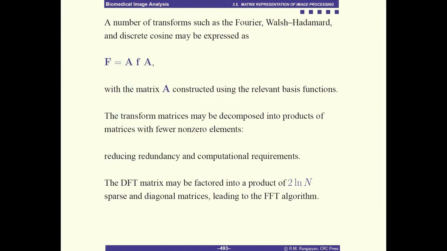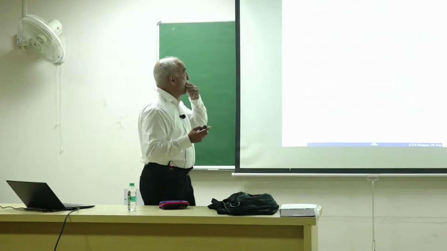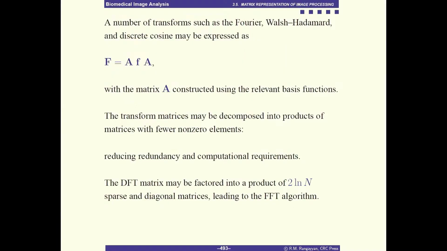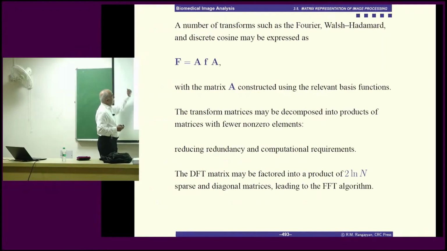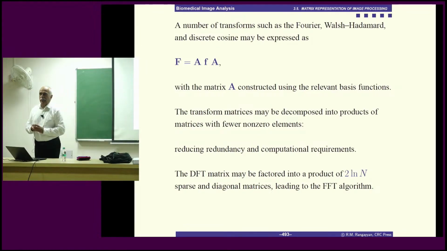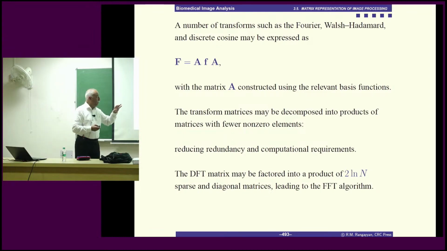So there are a number of transforms that may be represented in this format: F, the transform, is A f. Small f is the input, capital F is the output of the transform. A is some matrix. Depending upon the transform, the matrix will be different. The computational requirements may be reduced by taking advantage of the properties of the basis functions.